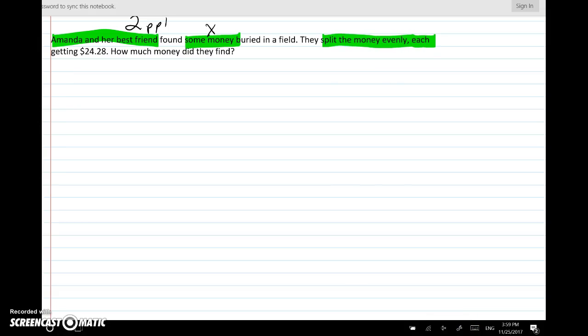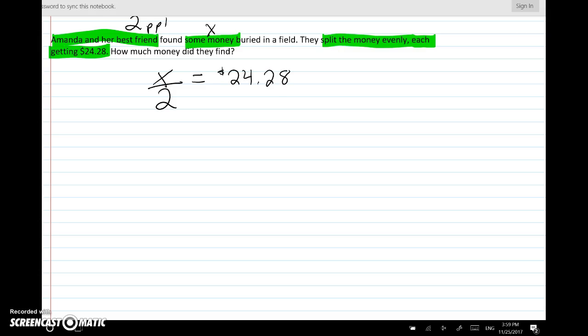And each got $24.28. How much money did they find? Well, if they split it evenly, that means they divided it by 2. So, there was some money divided between 2 people, and each person got $24.28.